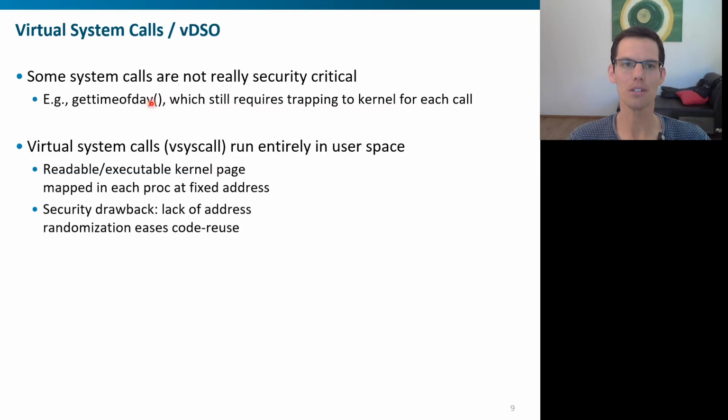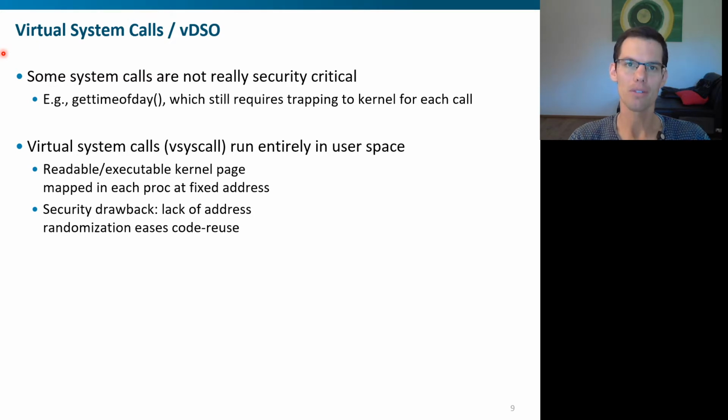Now, how do we do that? There is a couple of proposals. One is the so-called virtual system call. The idea is that a virtual system call runs entirely in user space, so you don't actually swap from userland to kernel land. You do this technically by marking a given kernel page, for example, the one that contains the time, as readable or even executable.